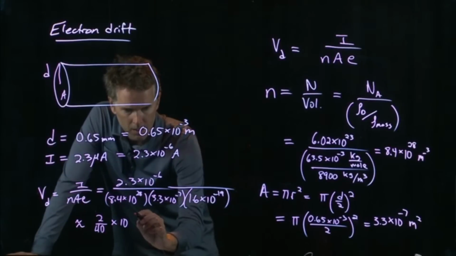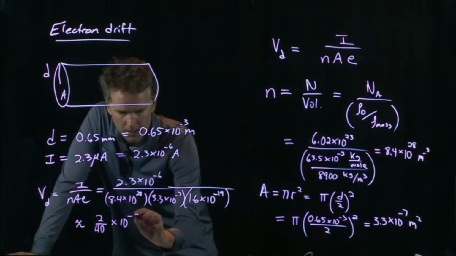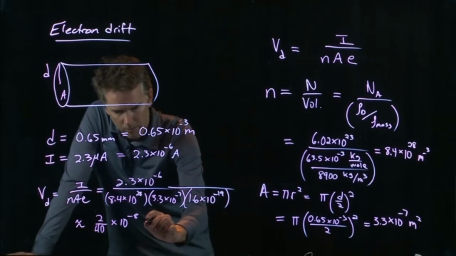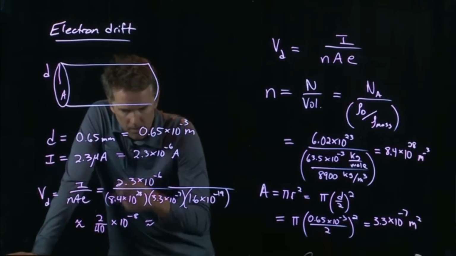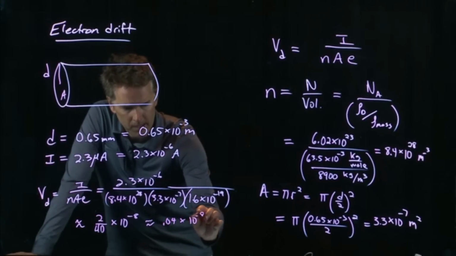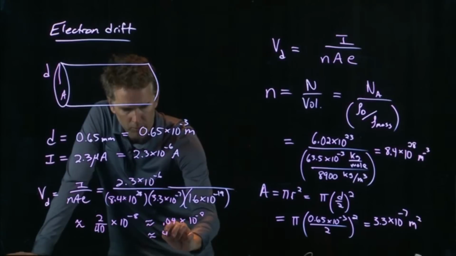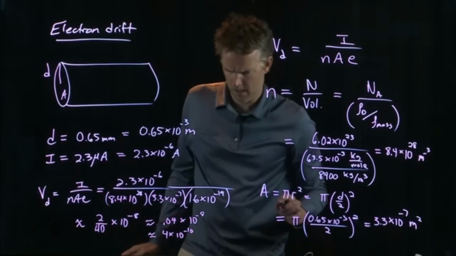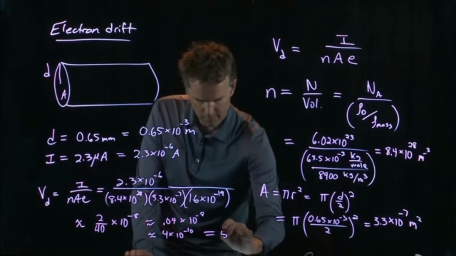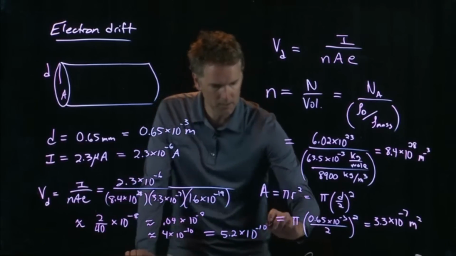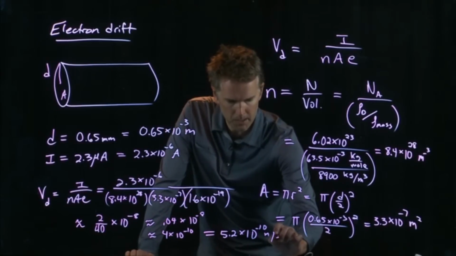And if we subtract 2 from that one, we should get 10 to the minus 8. So 2 over 40 is pretty close to 0.04 times 10 to the minus 8. So I'm going to say this is about 4 times 10 to the minus 10. Anybody get a real number? 5.2? 5.2 times 10 to the minus 10. Okay, and that is SI units, meters per second.